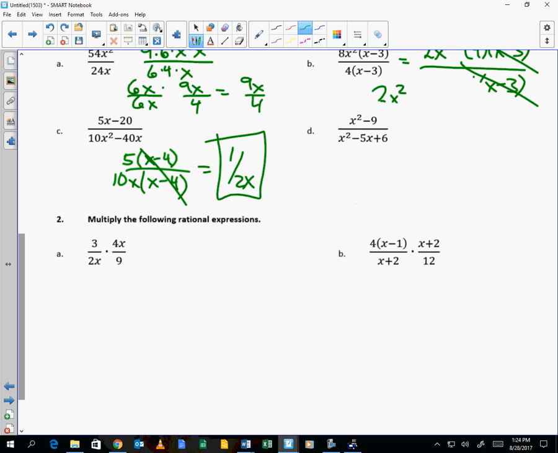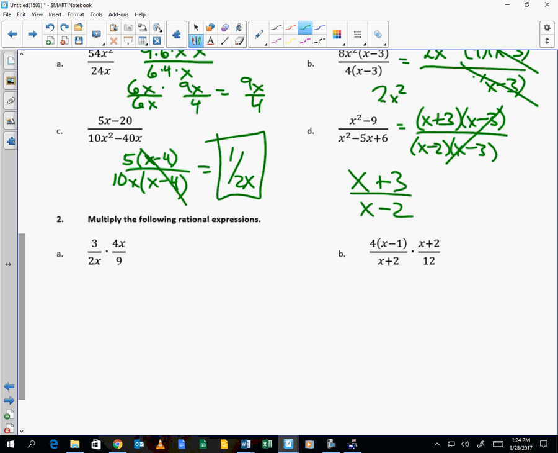We're going to write it in factored form. We've got x plus 3 times x minus 3 divided by x minus 2 times x minus 3. You see the x minus 3's cancel off. And I will get people to this part, and they will still cancel this off. And so 3 divided by negative 2 is negative 3 halves. That's my answer. Boom. Okay.